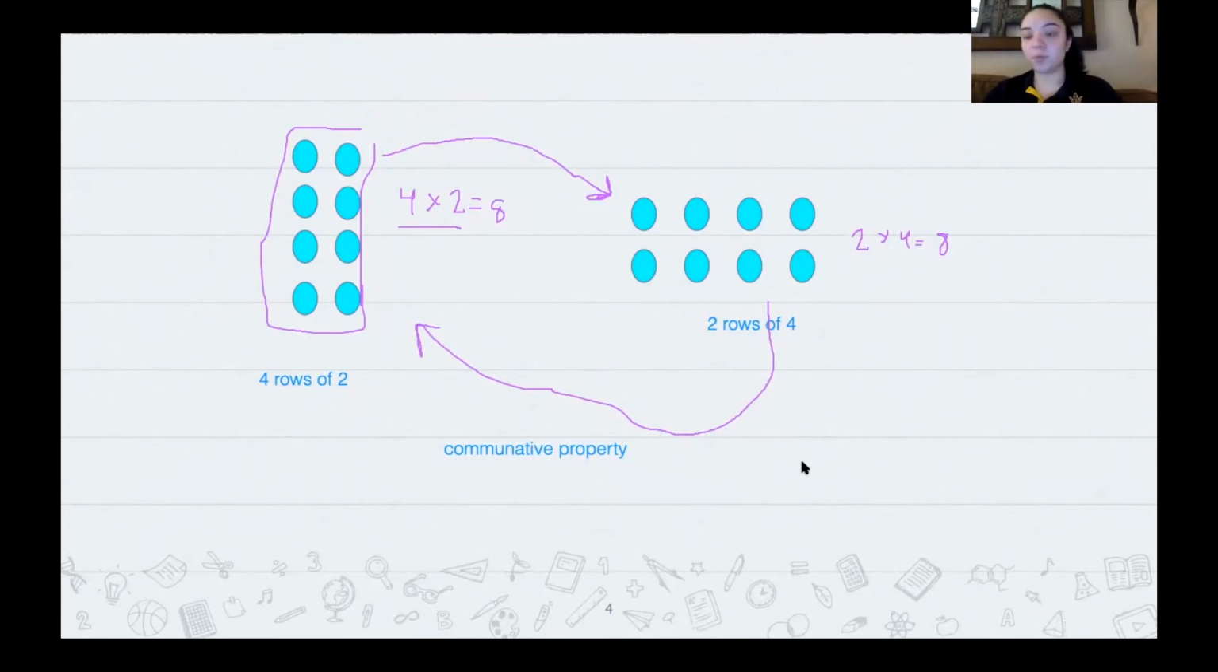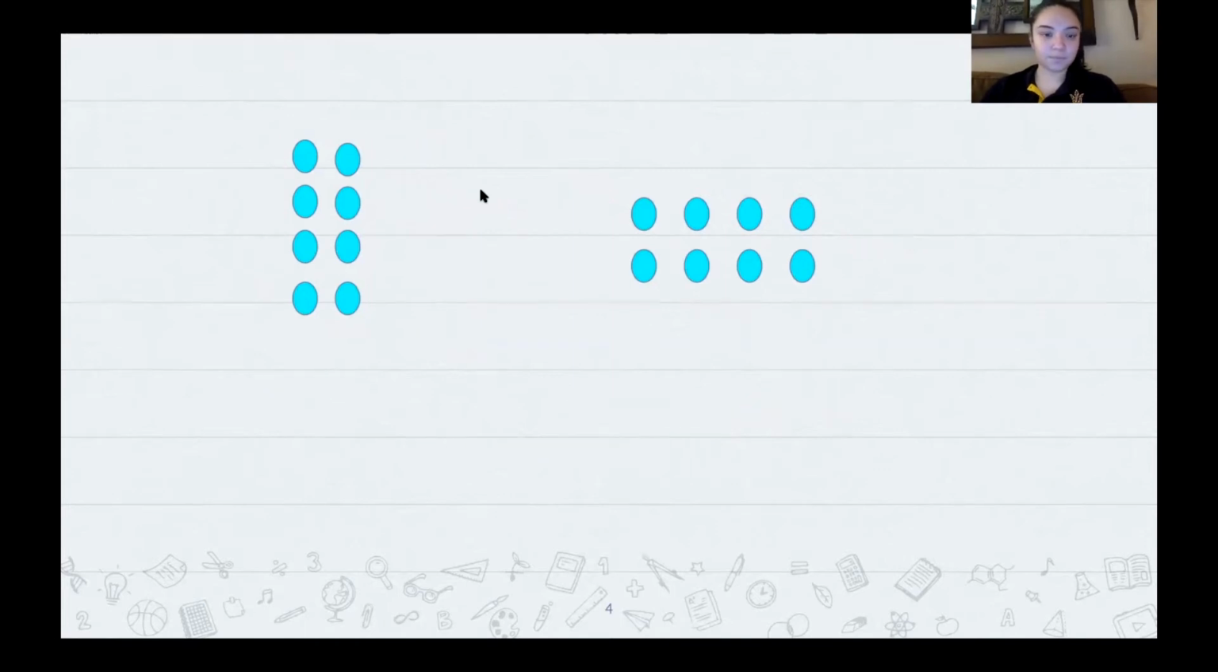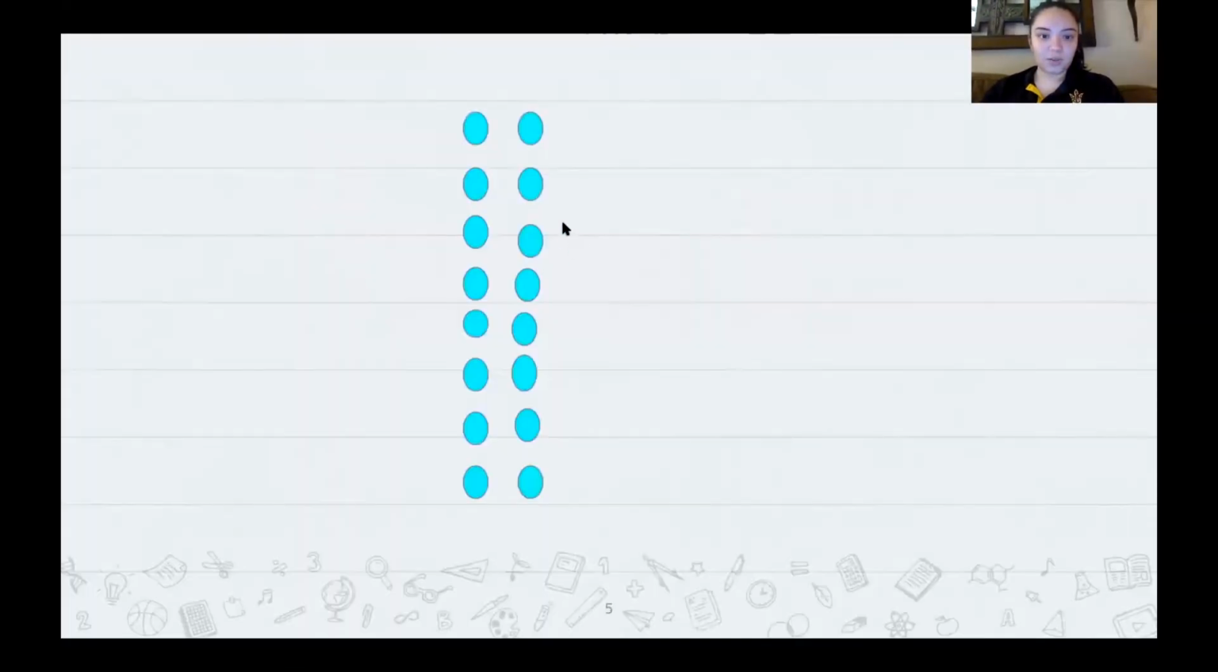It's like when you have addition and you do 4 plus 5 equals 9. You can flip it around and do 5 plus 4, and it's going to give you the same thing. So this works for pretty much all of multiplication. So let's look at that a little bit more. Try another one out. So here's another times table that we can look at.